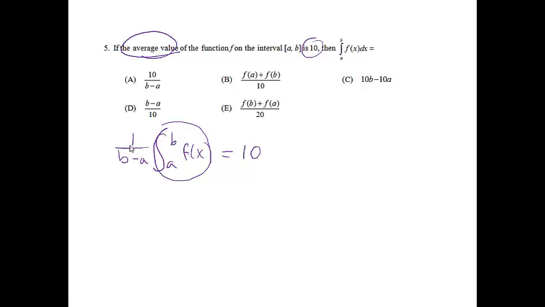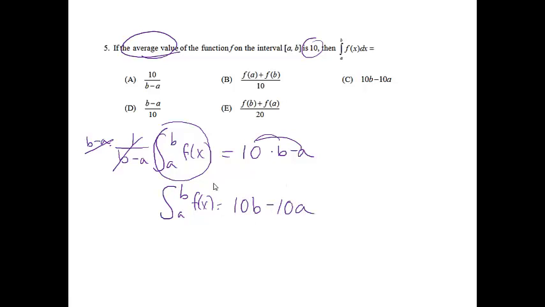Since I have 1 over b minus a, to get rid of that, I'm going to multiply by the reciprocal of that. When I do that, those two cancel out. I'm just left with the integral from a to b of f of x, and then that will equal, if I distribute that, 10b minus 10a. So that's what the integral would have to equal, and that is choice C.